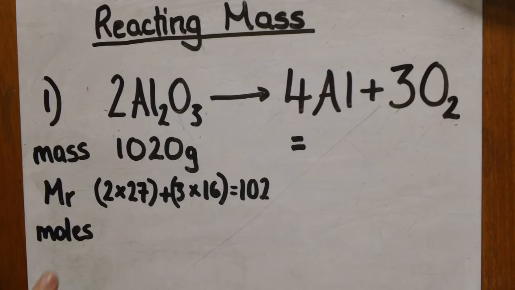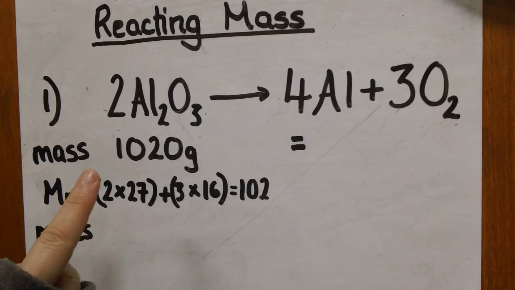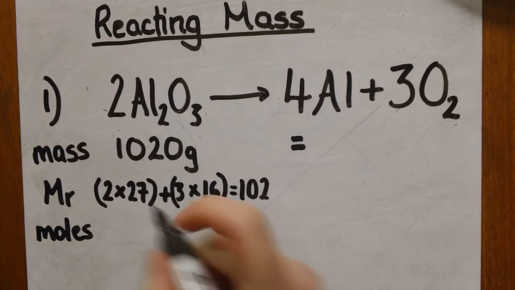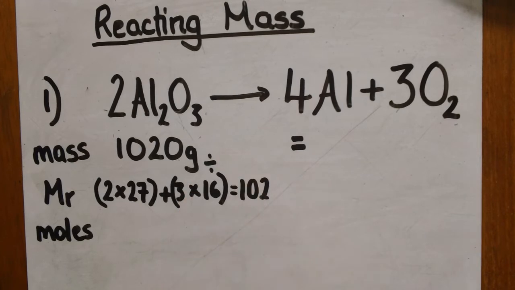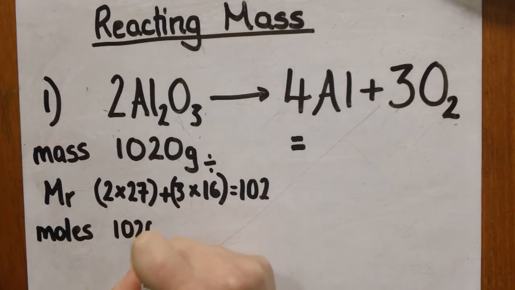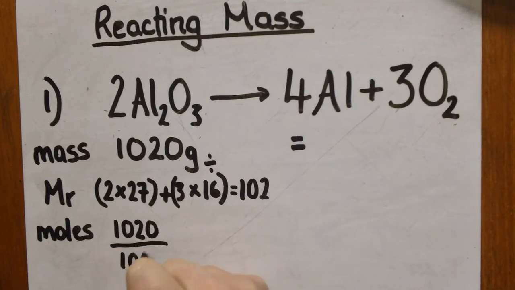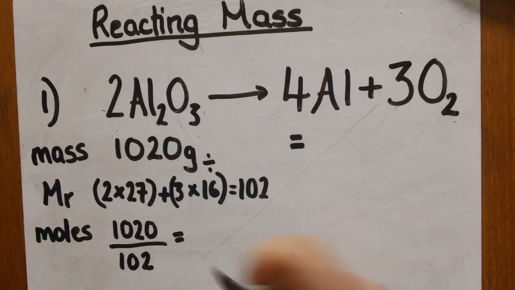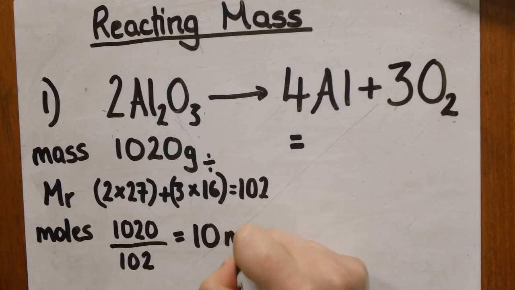What I then do is I need to calculate my moles for my aluminium oxide. I have my mass and I have my MR, and I want to calculate the moles. So here I'm going to do mass divided by the MR. So I'm going to do 1020 divided by 102, and that will give me my moles. And when I do that, I get 10 moles, or MOL.